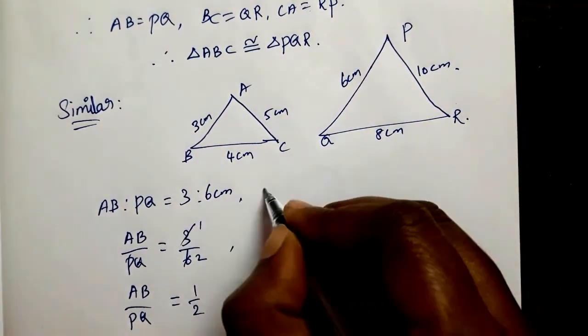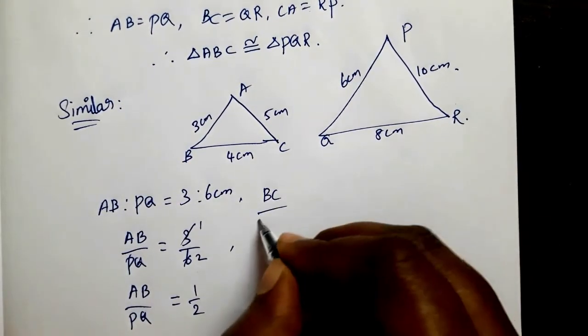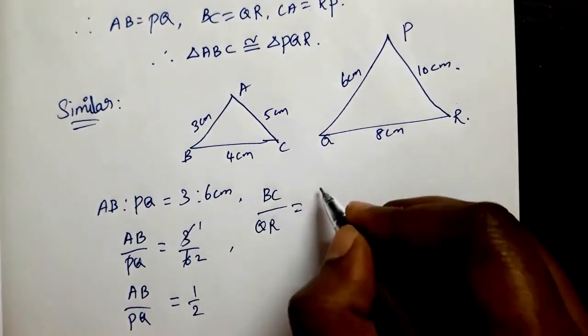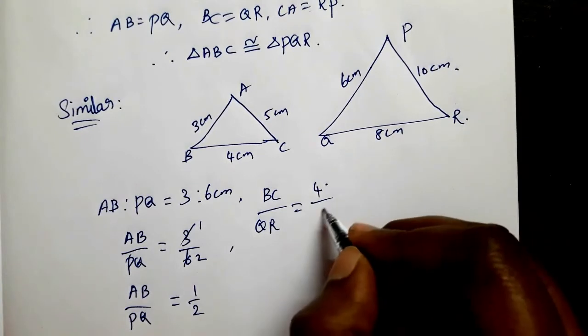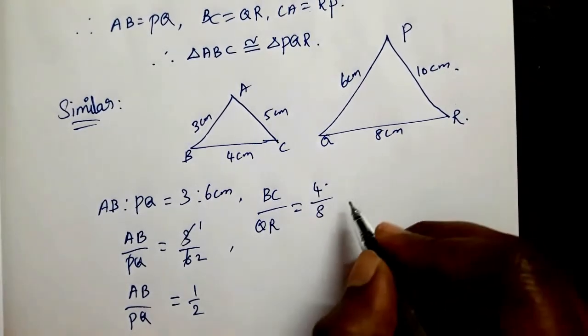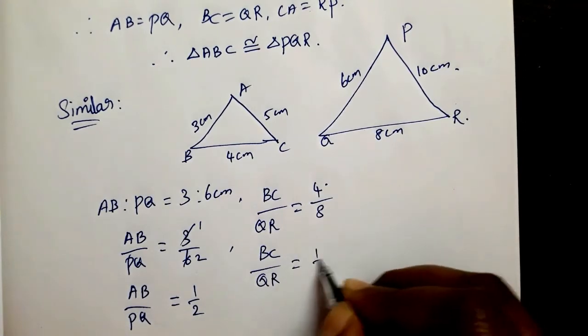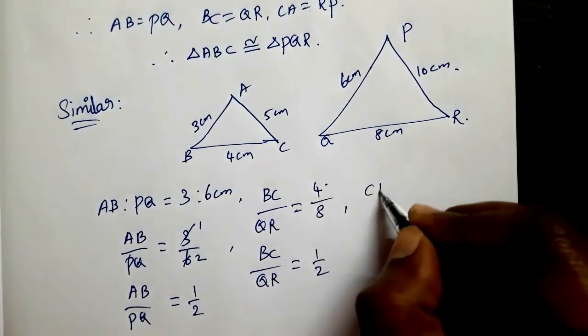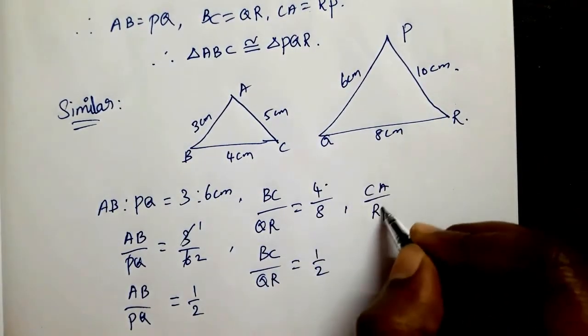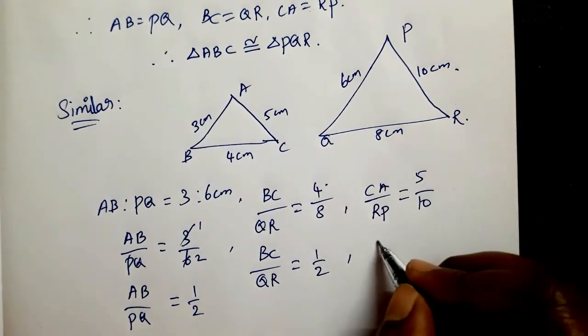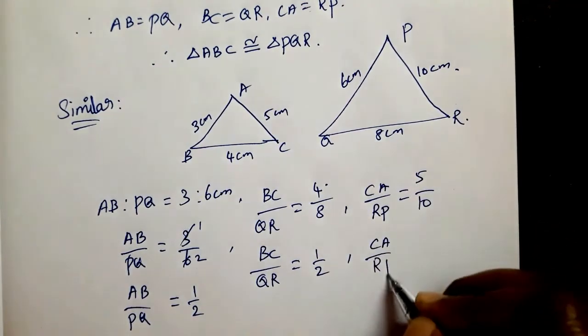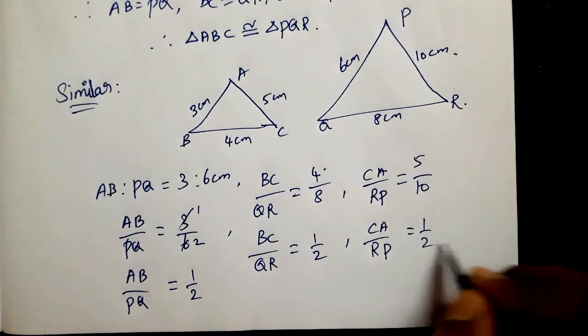And next one, BC divide QR equal to BC value 4 cm and QR 8 cm. Do the cancellation here. We will get BC by QR equal to 1 by 2. Another side, CA divide RP. Here CA 5 cm, RP 10 cm. So do the cancellation here. We will get 1 by 2.